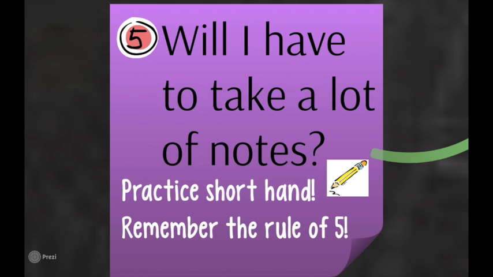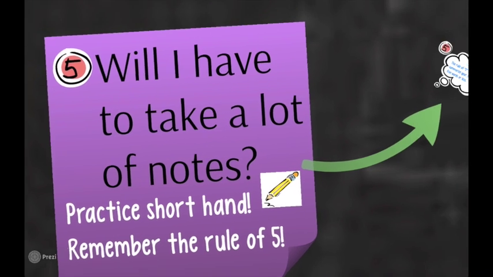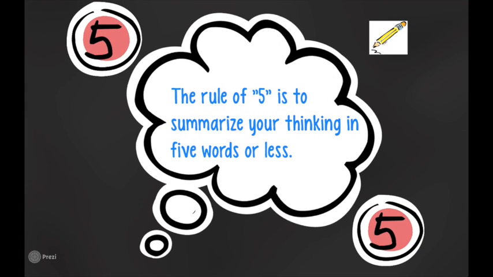This just simply means that when a teacher is giving a lecture or you have to watch a video, you don't have to write down every single thing that you see on the screen. You need to remember the rule of 5. Basically the rule of 5 is just this idea that you summarize your thinking in 5 words or less. This is a really important skill, and don't worry, we're going to be practicing all year so that by the time you enter high school as a freshman, you'll be a pro.